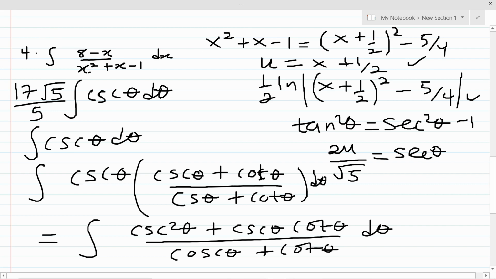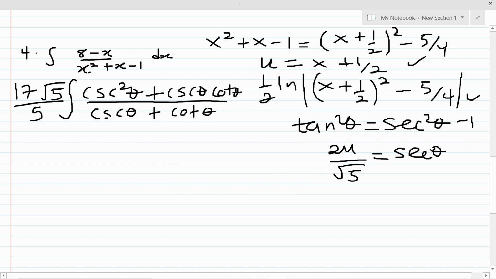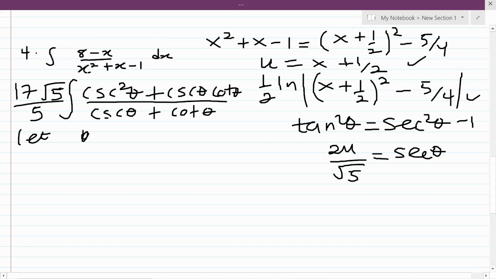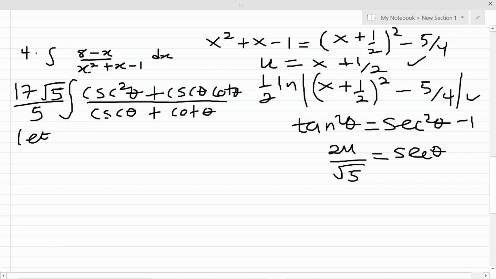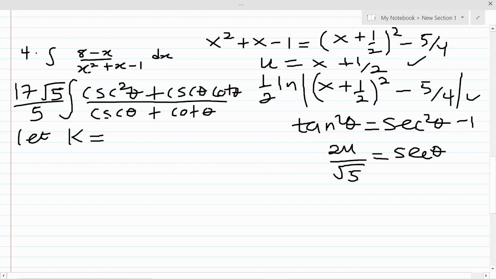Okay, so I'm now coming to erase it again. Now we have the 17 square root of 5 over 5 still multiplying it, so we have cosec square theta plus cosec theta cot theta over cosec theta plus cot theta. Now we'll let u, or if you use u here, so let's use k. Okay, let k be equal to cosec theta plus cot theta.